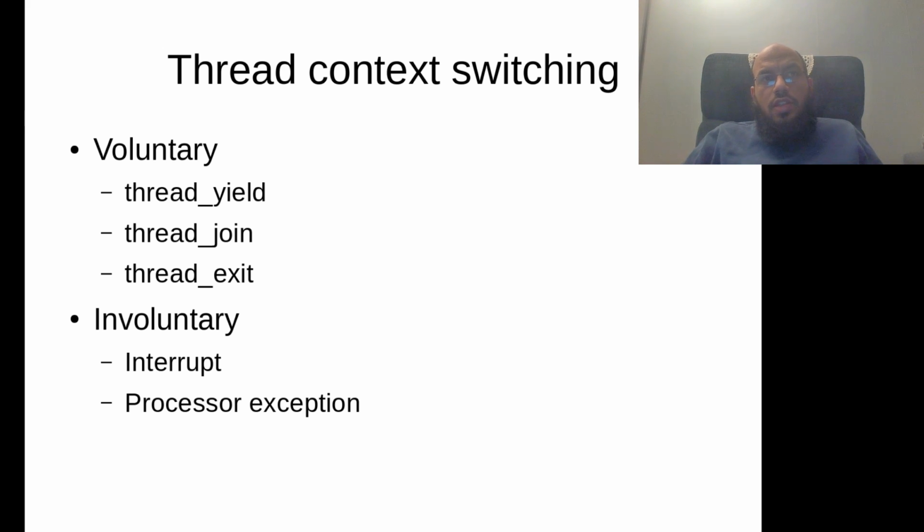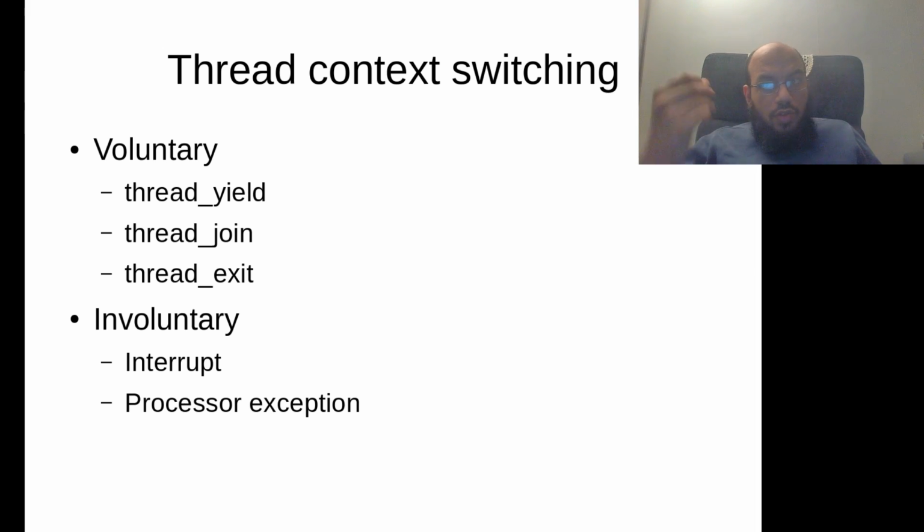The other involuntary way is when you get a processor exception. That would be, as we said, when the thread is trying to access some parts of the memory that it should not access, or is trying to access some devices that it should not access. Then the thread will be evicted and kicked out, and probably also terminated right away. These are the involuntary ways that a thread goes through thread context switching.